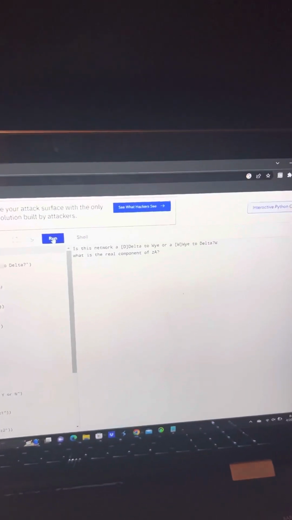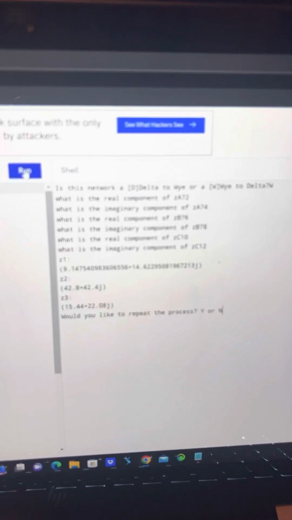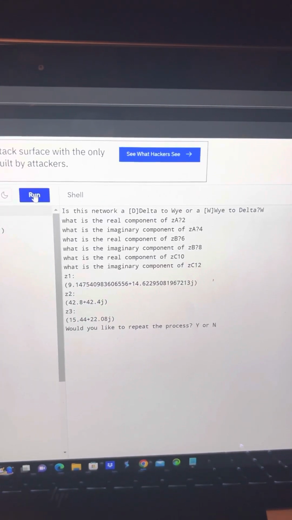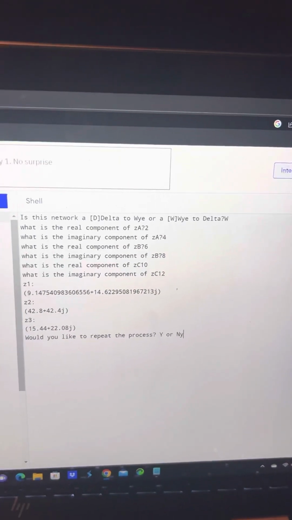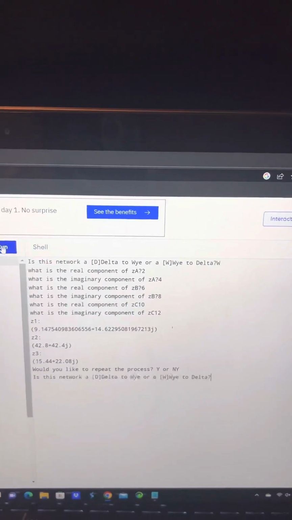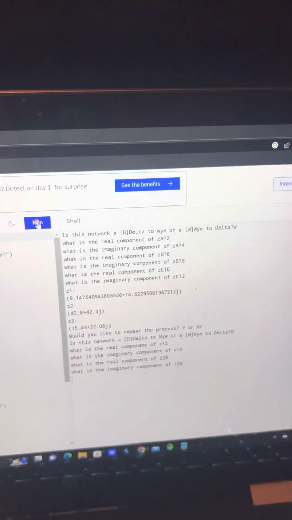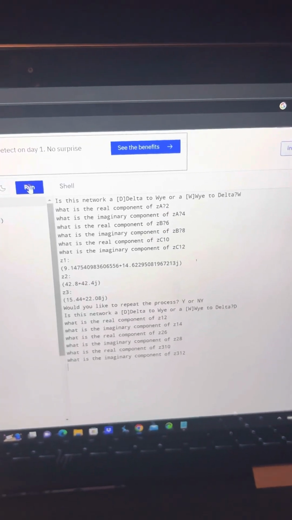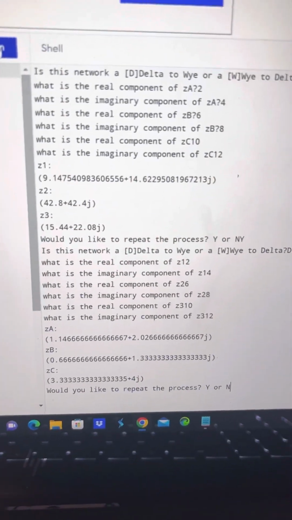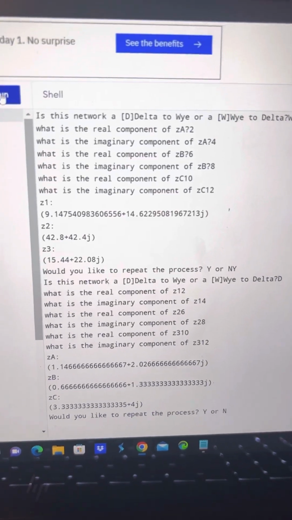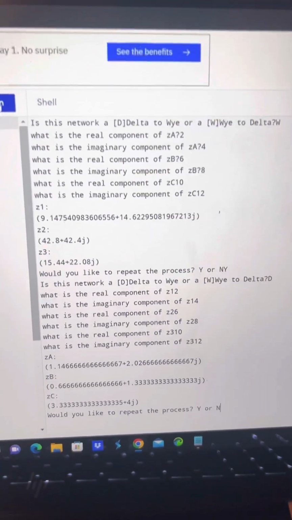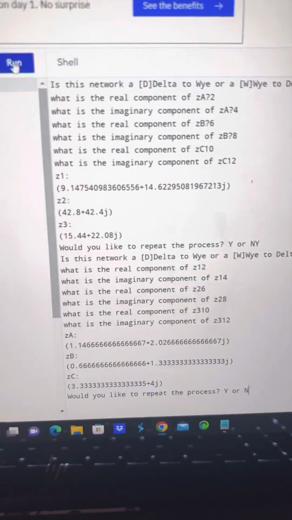And then we're going to enter 2, 4, 6, 8, 10, 12. It calculates the values for us as shown right here, and asks if we would like to repeat the process. Let's say we would like to repeat. We did Y up there, so let's do delta. And we're going to make it 2, 4, 6, 8, 10, 12. And then boom, right there, it spits out the numbers in the real and imaginary components of both of them. Then it asks the user if they would like to repeat the process.